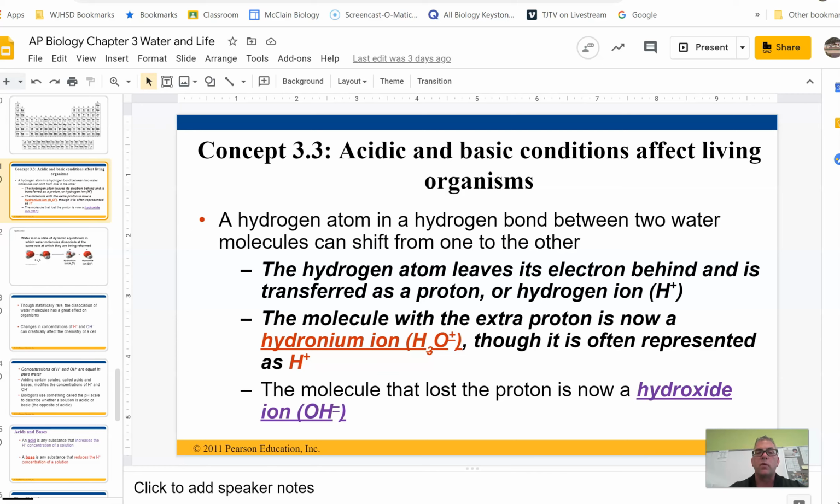In this video, we'll be taking a look at section 3.3. And in this area, we're going to be focusing in on the idea of acid-base chemistry. We'll also talk about the pH scale and how buffers play a major role in both organisms and in ecosystems.